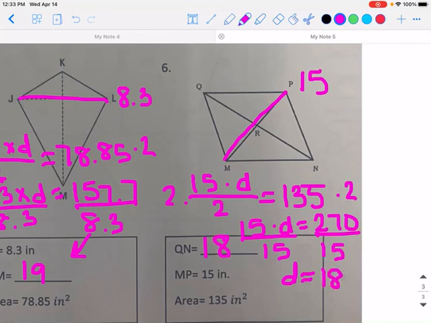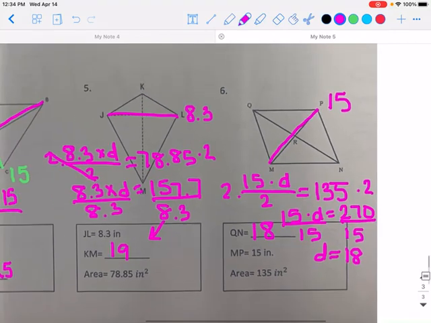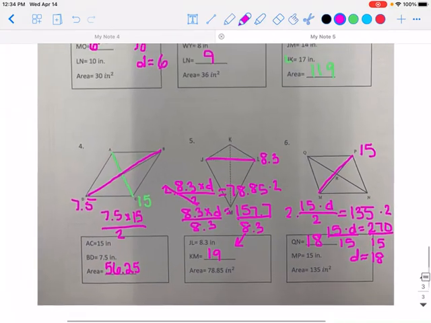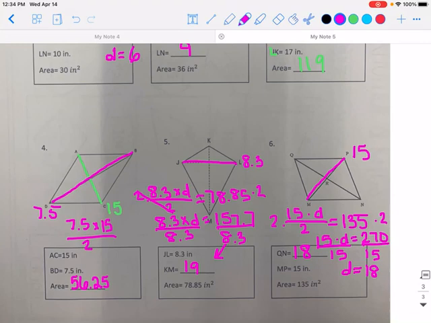And that's all we're doing for rhombi and kites. Multiply the two diagonals, divide by 2. That equals whatever the area would be. We just plug in accordingly, and you can solve for any part. After this, you guys are going to be practicing on the maze, which is the next page. So go ahead and give that a try.